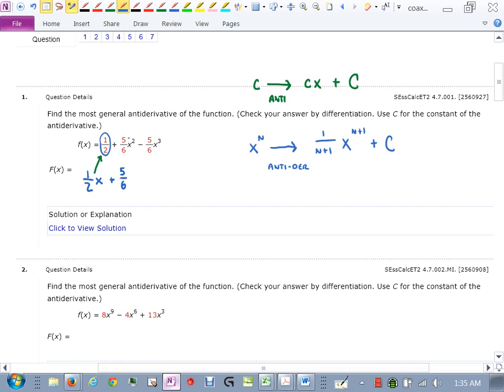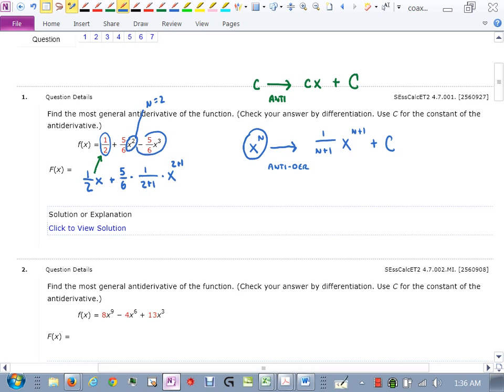5/6, and then what I'm going to do is do the power rule on this part right here. So in this problem, the n here is 2, so I'm going to use this formula with n being 2. So it'll be times 1 over n plus 1, so 2 plus 1, times x to the n plus 1, which is 2 plus 1. Okay, that takes care of the middle term.